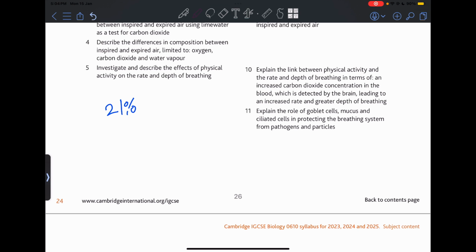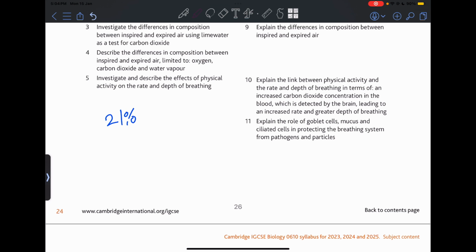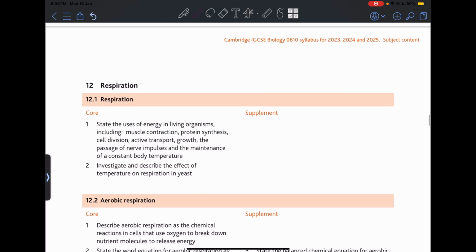Number 11 says explain the role of goblet cells, mucus, and the ciliated cells in protecting the breathing system from pathogens and particles. You also have to memorize this, and if they ask you in the exam what is the role of goblet cells or mucus, you can say that they protect the breathing system from pathogens and particles by trapping the pathogens.